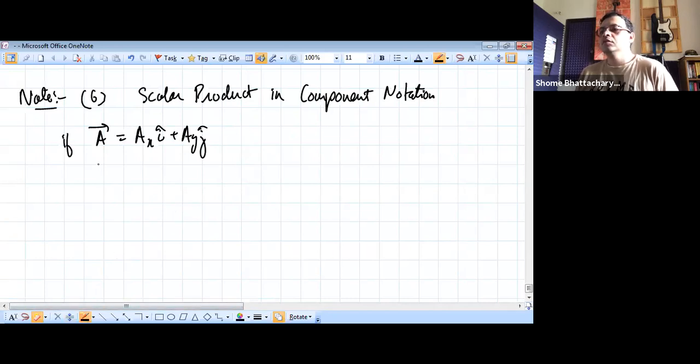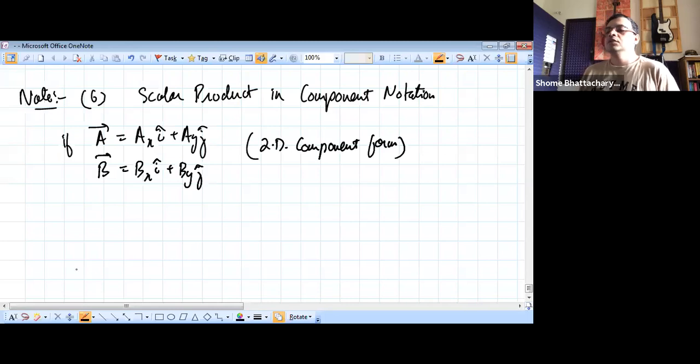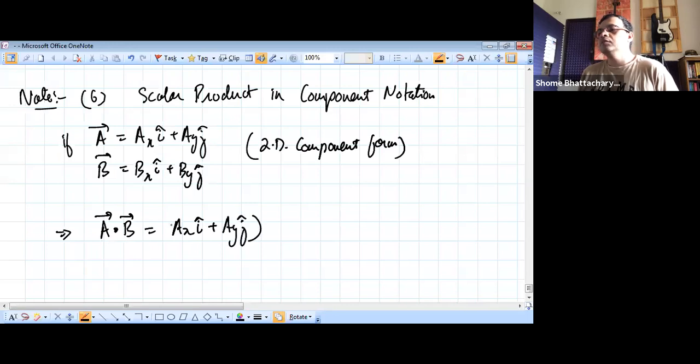Suppose in this example we are taking 2D component form. Then A dot B can be written as, just replace A in component form. So Ax i cap plus Ay j cap dot product with Bx i cap plus By j cap. Okay.